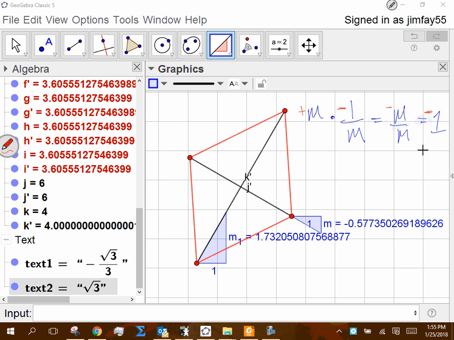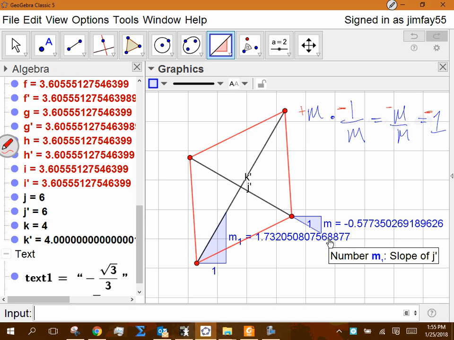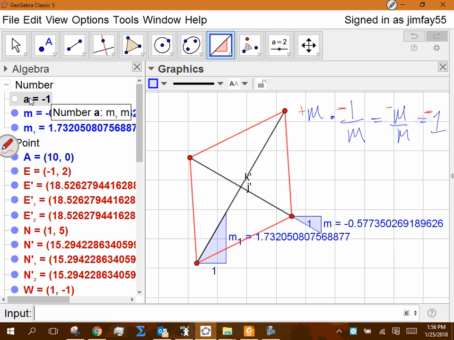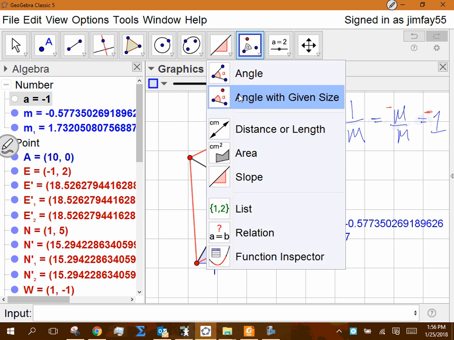The slope of two lines that are perpendicular, their product is always negative 1. So I should be able to take my calculator and go m1 times m2. Okay, so that's multiplying these two numbers together. And if it evaluates to negative 1, which that's that number right there, m1 times m2, you see it does evaluate to negative 1.